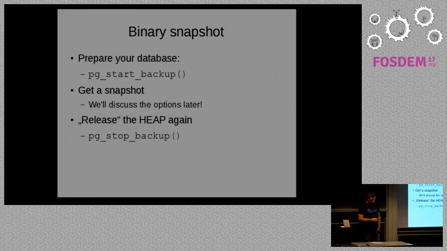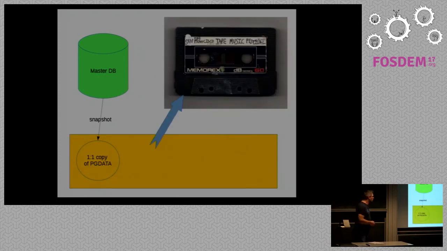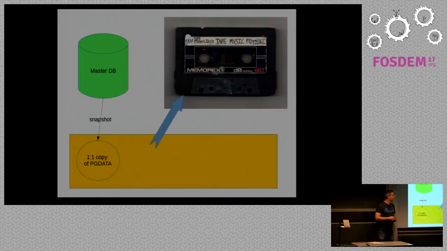pg_start_backup, to get a binary backup, simplest way, it's just to have it mentioned, right? You call select pg_start_backup, you get a snapshot, and then you release your backup again with pg_stop_backup. Since you don't want to do that manually, we'll go on. That snapshot goes to some area down here, which eventually goes to tape, hopefully, or to something really durable, right? I was Googling for tape.